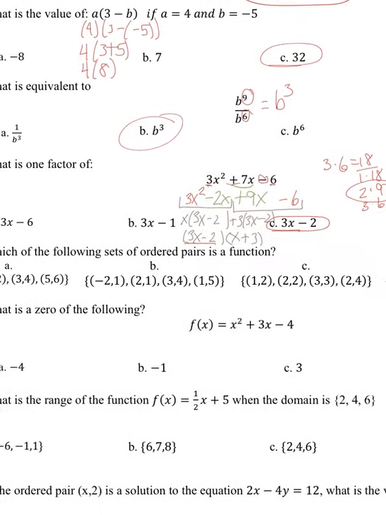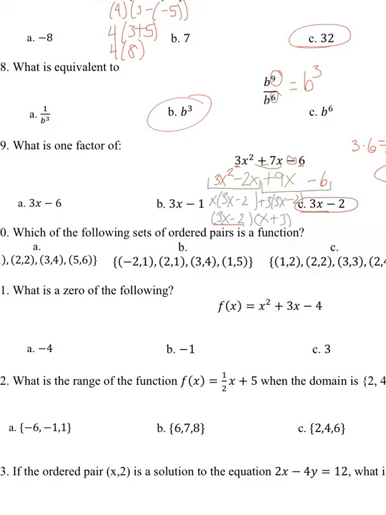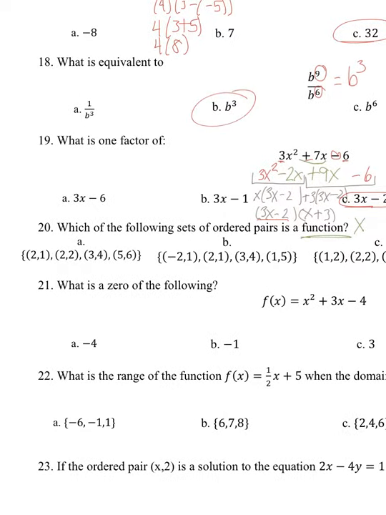The next question here, number 20, wants to know about it being a function. Remember that when we focus on a function, we're looking for the x values that don't repeat. So when I look at option A, I can see that I have an x of 2 and an x of 2. That's repeating. That's not going to work.